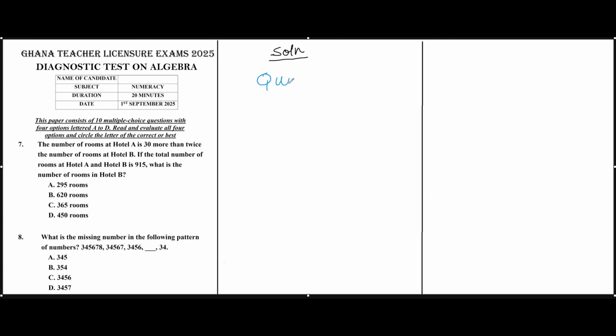Question 7. The number of rooms at Hotel A is 30 more than twice the number of rooms at Hotel B. If the total number of rooms at Hotel A and Hotel B is 915, then what is the number of rooms in Hotel B? So we have two different hotels, Hotel A and Hotel B.